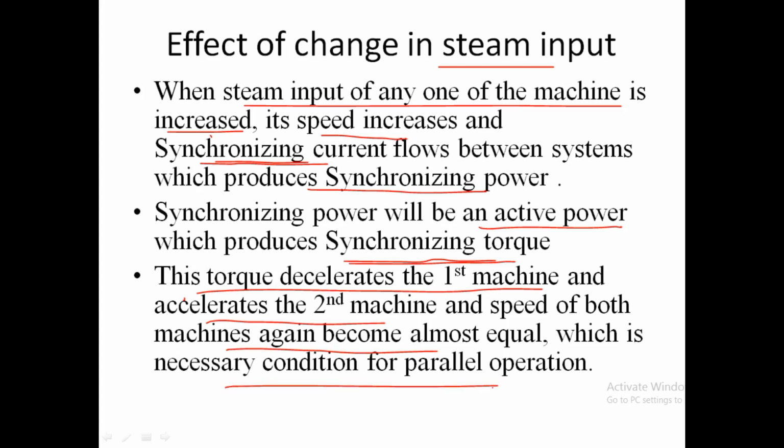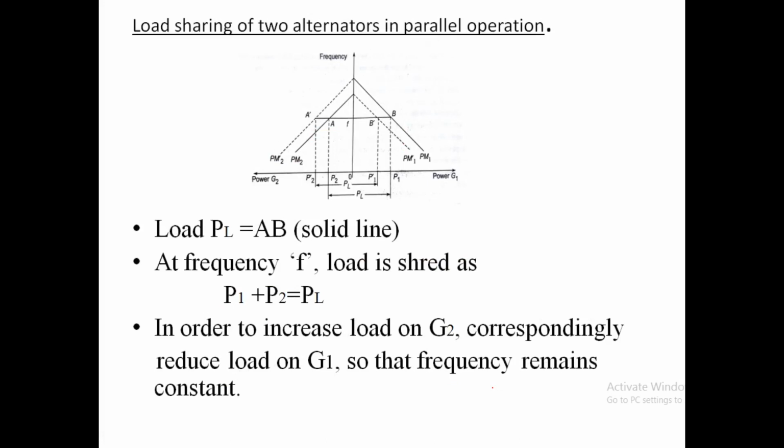So what you have to note down here, in the first case there is a change in excitation, and due to the change in excitation a synchronizing power is produced, which is reactive in nature and which is again balancing the voltages. Due to the change in steam input, a synchronizing power is produced, which is active in nature. It is making the speed become equal again. So these are the two changes you should note down in the case of synchronous machines operating in parallel. Now we have to discuss load sharing between two alternators operating in parallel.